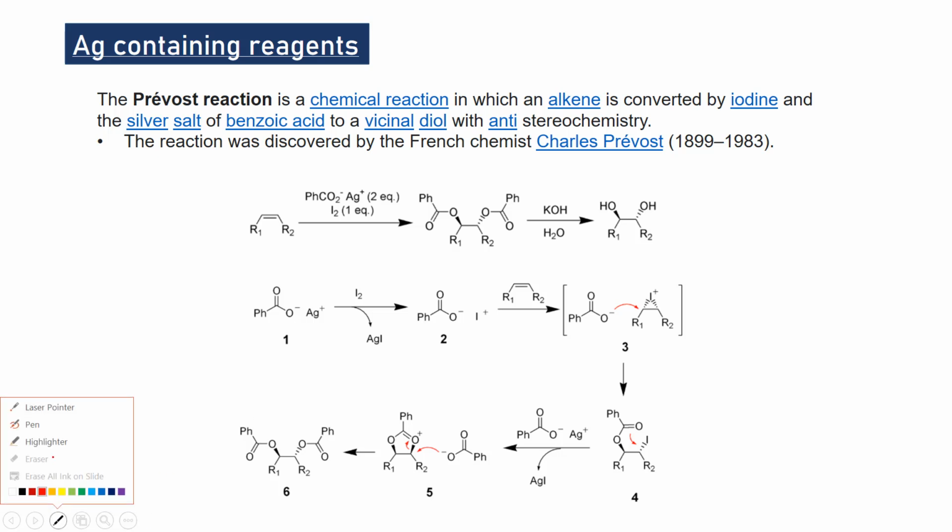If you see the mechanism, first the iodine will coordinate with this double bond and form this iodonium type of species. Then this benzoate anion will attack one of the centers and it will open up. After that, this undergoes an intramolecular substitution reaction and forms this type of species.